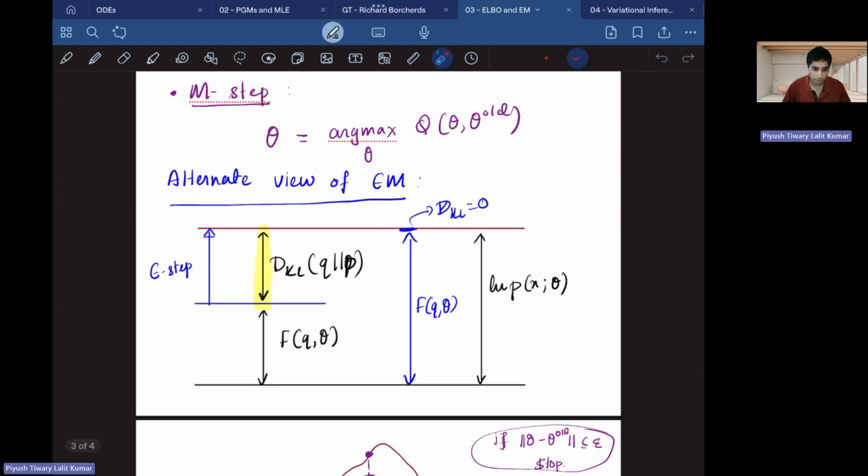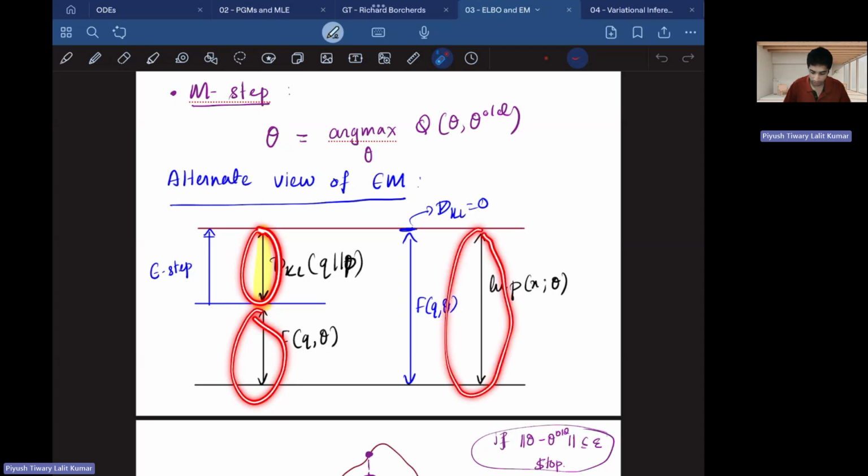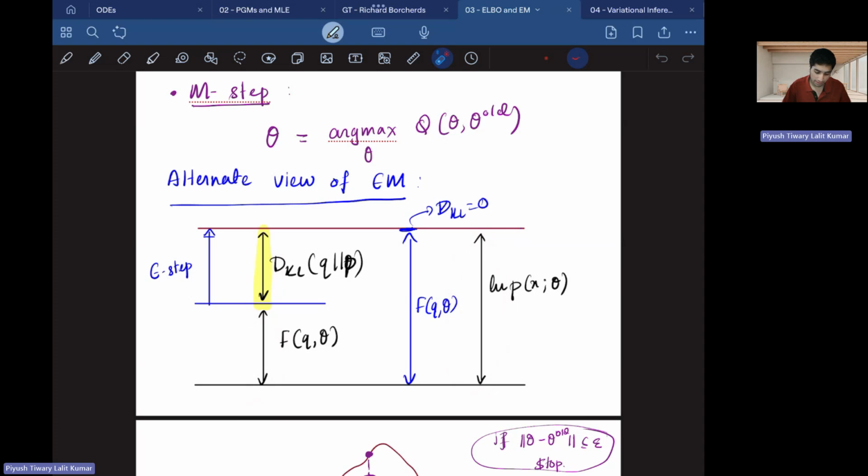However, a more intuitive way to look at it is from this view, where you have your log likelihood function, log p(x), which is constituted of your ELBO and a KL divergence term. You can look at the E step as basically minimizing the KL divergence term, or in particular, increasing this ELBO from this value to this value.